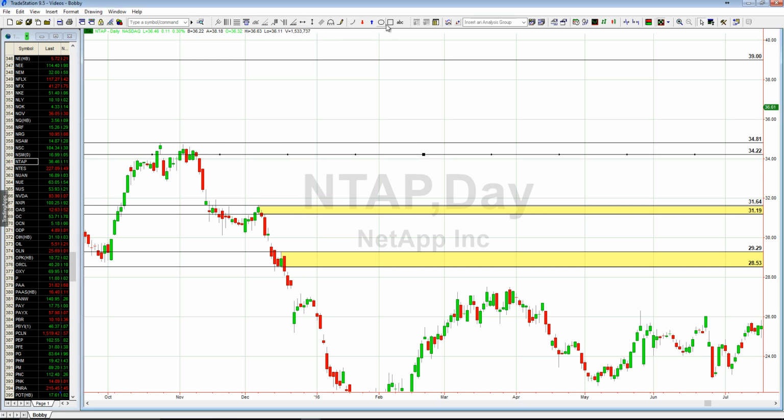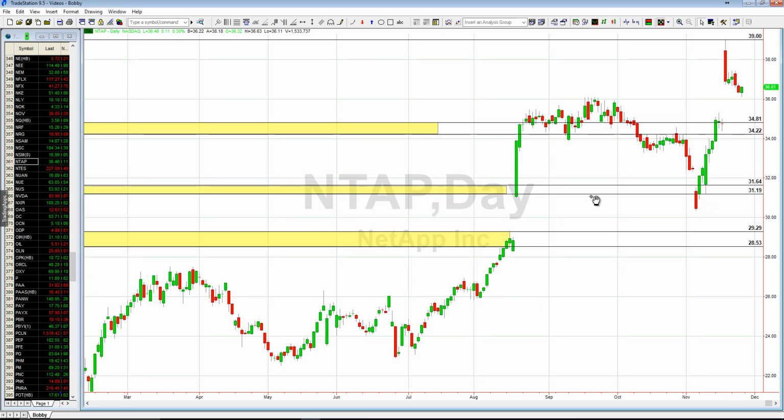Okay, so we're loading up with all these supply zones here. These are not the types of trades that I like to take, but I just want to show you this. As you can see, none of them even really held.